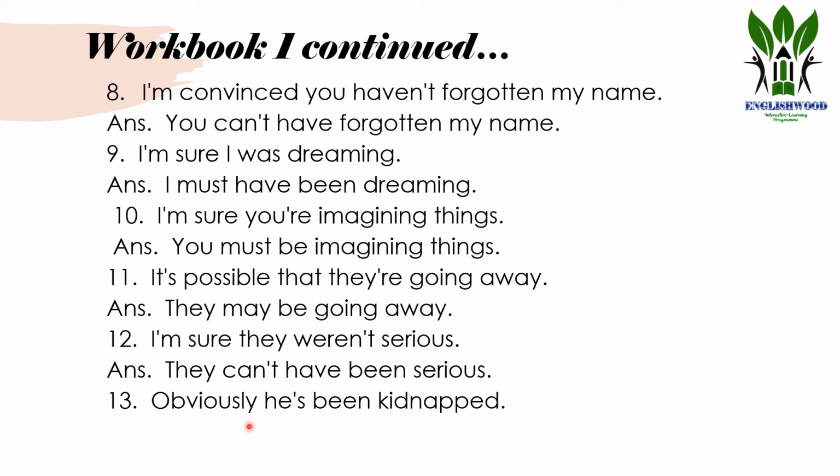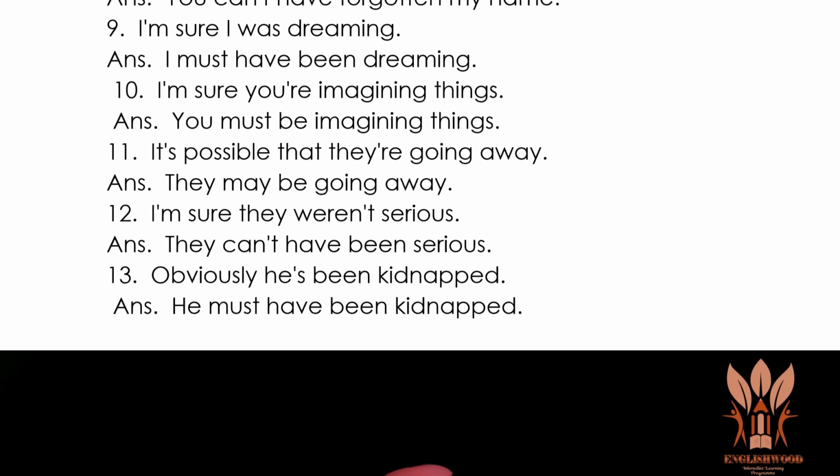Obviously means I'm sure. Okay, obviously he's been kidnapped. Then he must have been kidnapped. He has been kidnapped means have been kidnapped. Okay, in this way you can now solve any other exercise concerned with may, might, must, and have been, which is one of the very important exercises asked time and again in the lesson.